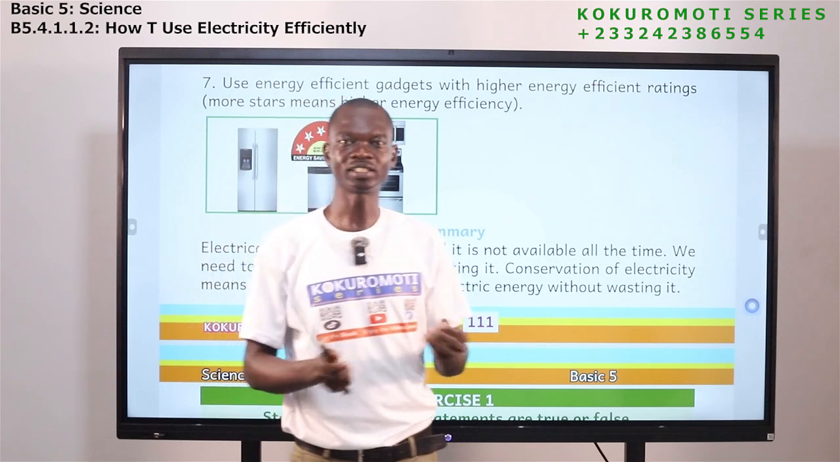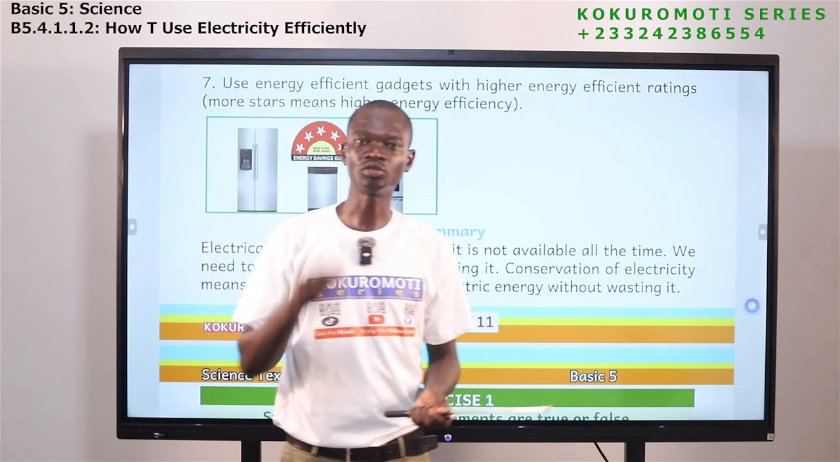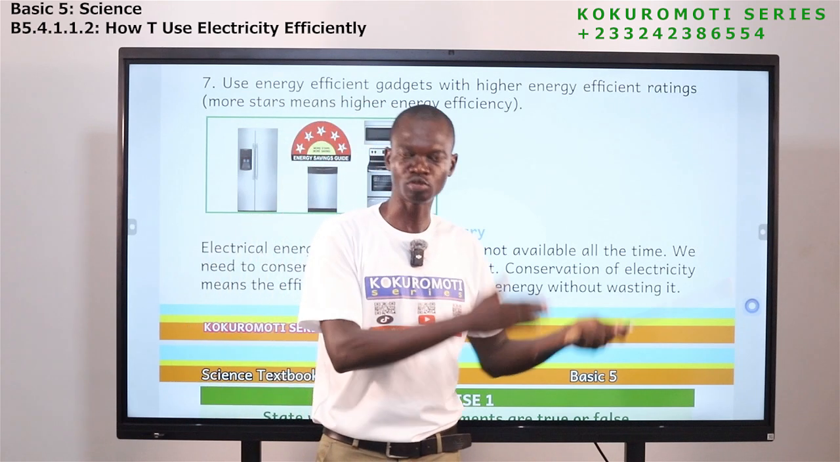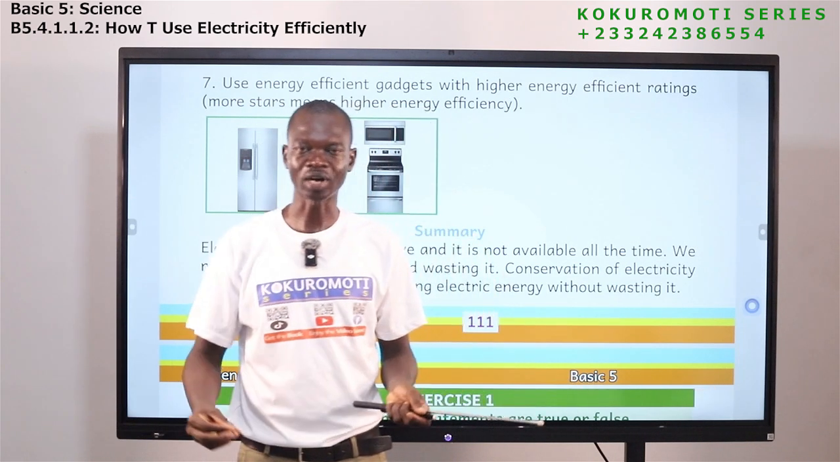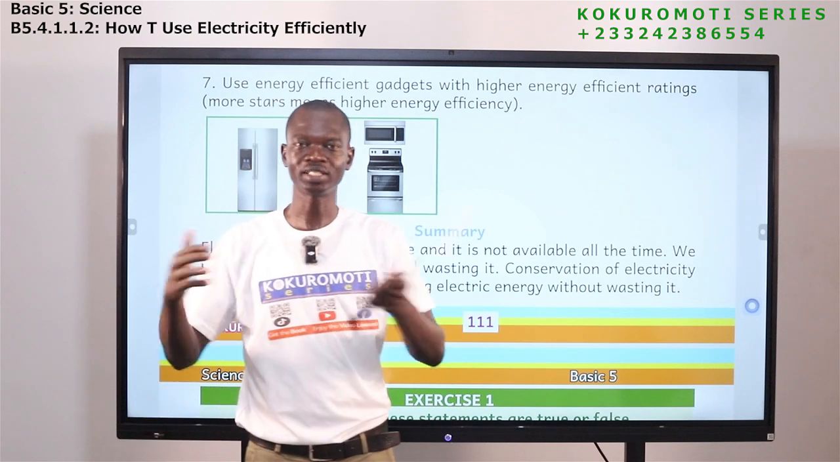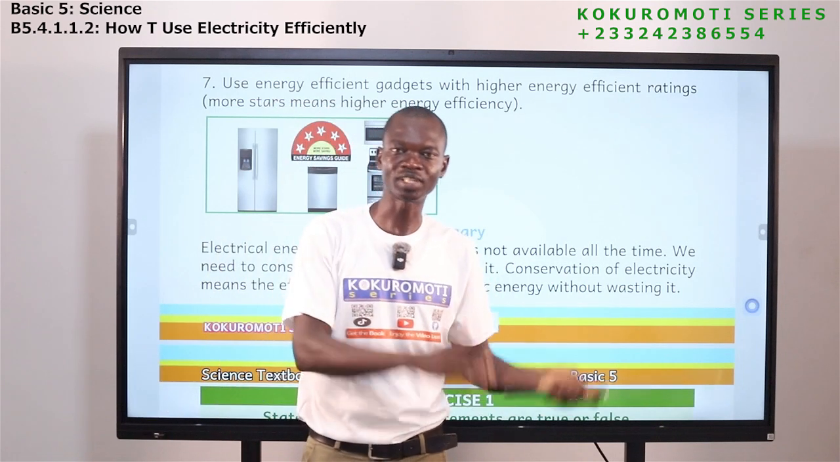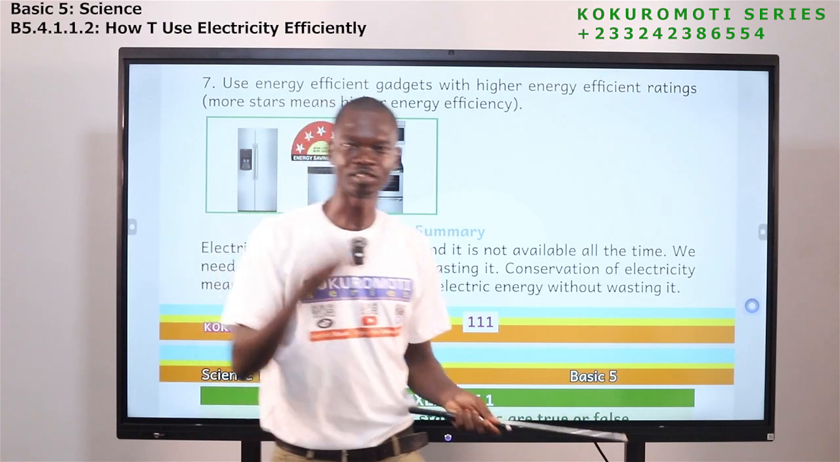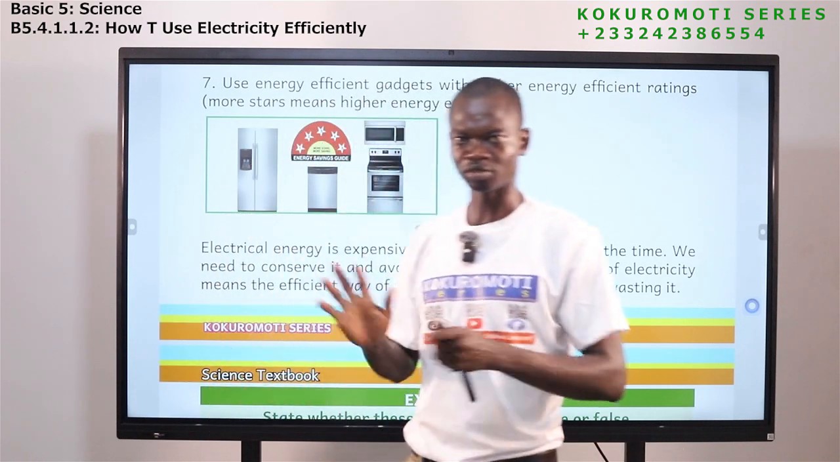So for us to get electricity all the time, we need to use it efficiently. There are some things that we do that causes what? Wastage. We waste electrical energy. And there are some things that we do that also help us save or what? Conserve energy. So that is what we have learned.